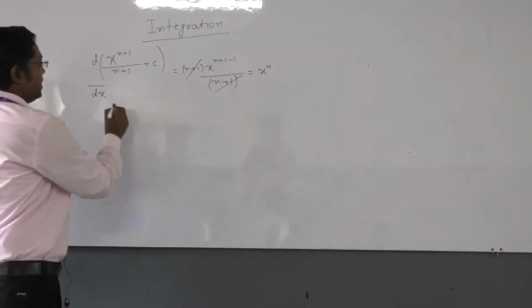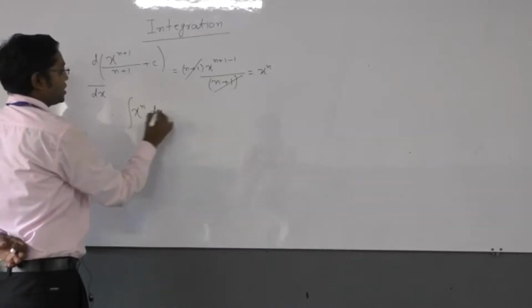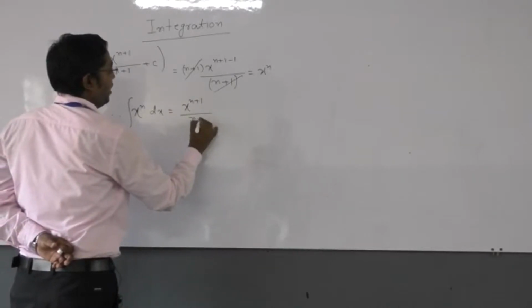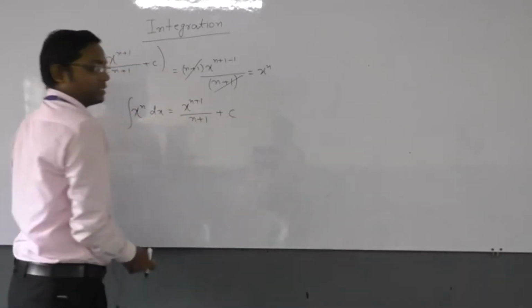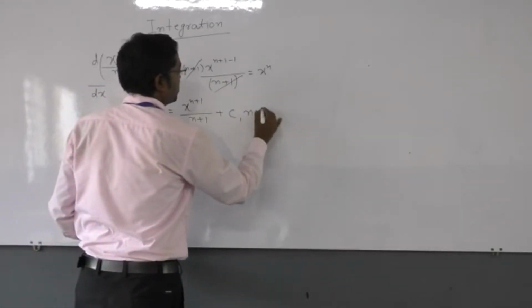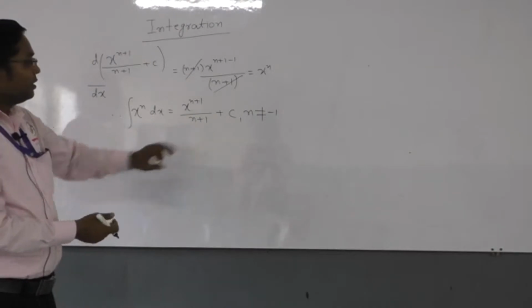So we say x to the power n integration with respect to x as x to the power n plus 1 over n plus 1 plus some integral constant. Here obviously the n should not be equal to minus 1, otherwise this denominator will be undefined.